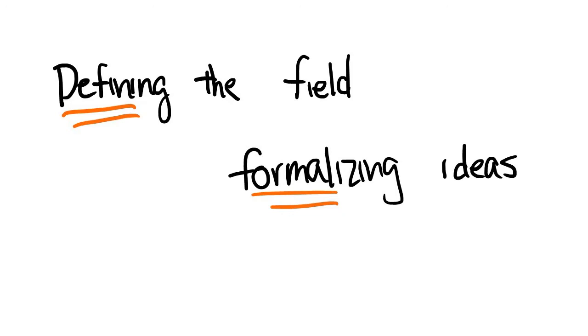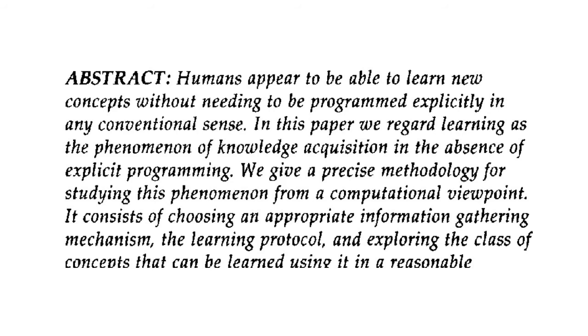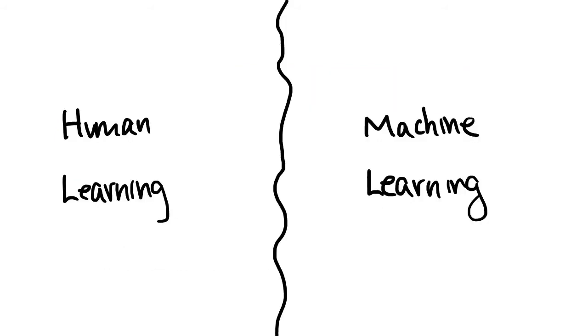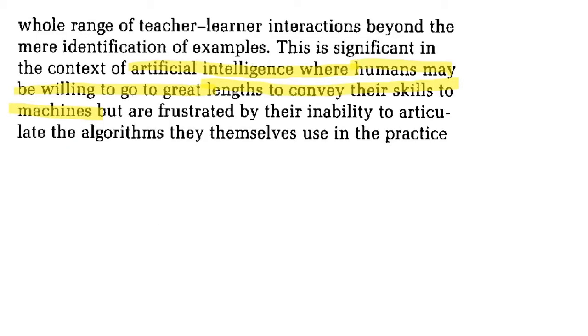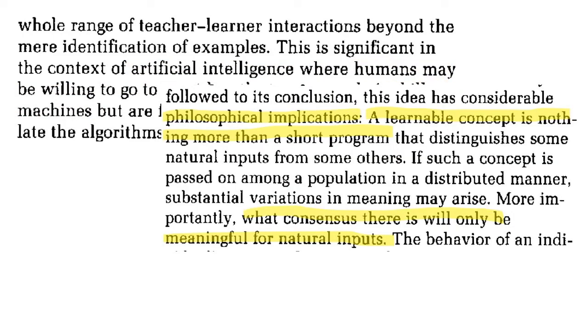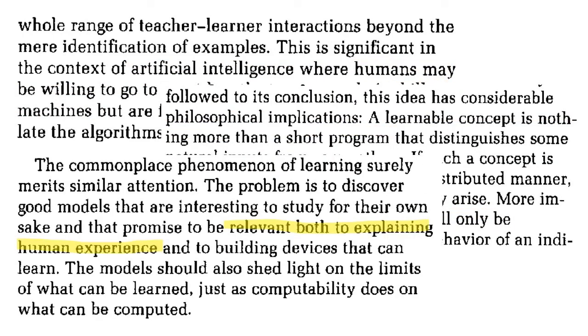Another reason to read this paper is because of how it relates to us as humans. The first sentence of the paper reads, "Humans appear to learn new concepts without needing to be programmed explicitly in any conventional sense." In this paper, we regard learning as a phenomenon of knowledge acquisition in the absence of explicit programming. Valiant gives a definition of learning that does not explicitly rely on code, blurring the line between human and machine learning. In his conclusion, Valiant further touches on what his model means when applied to humans, especially if we view meaning as learned and distributed through a population.